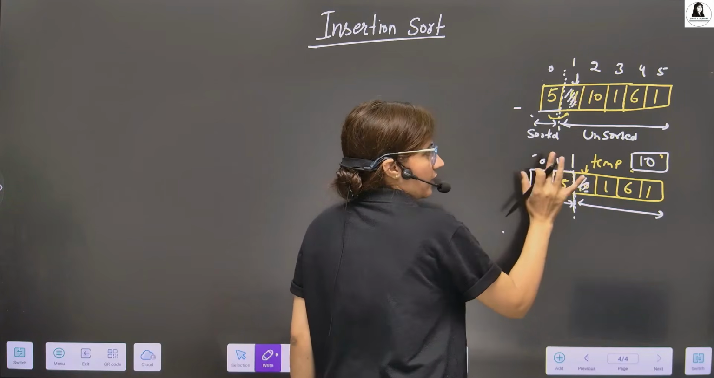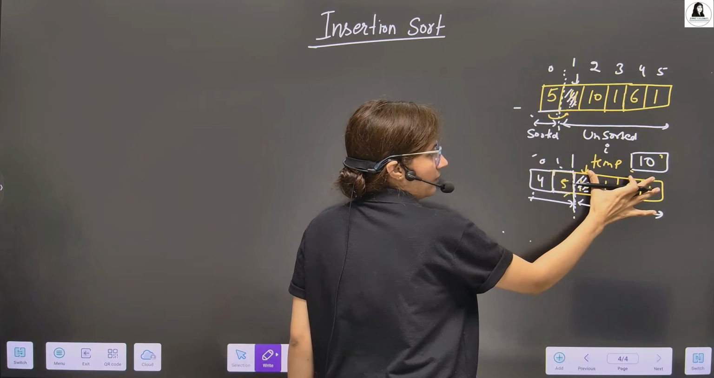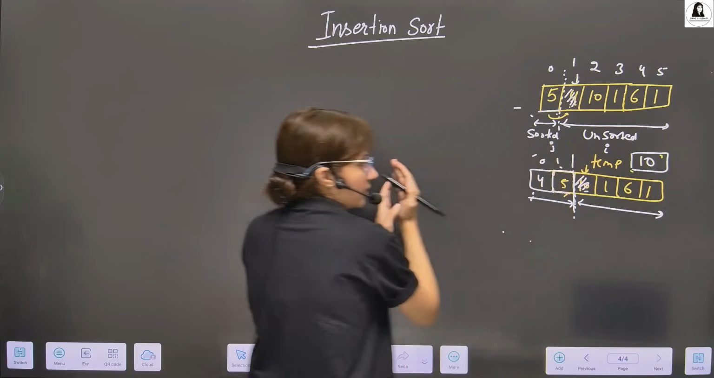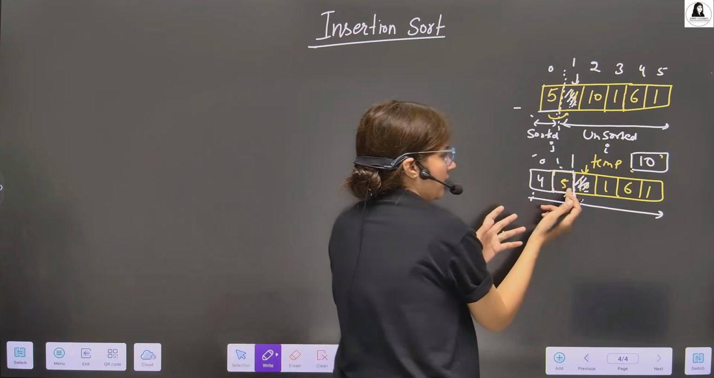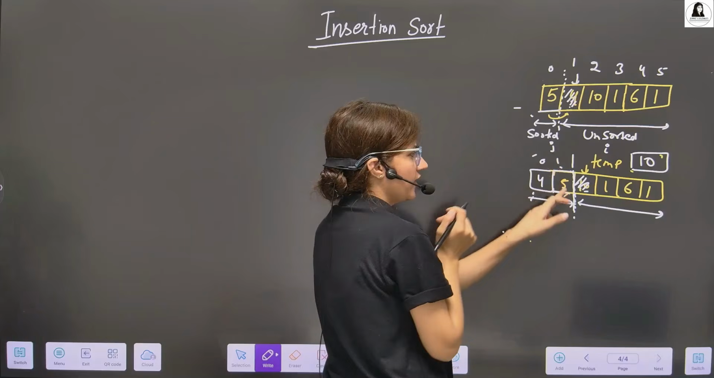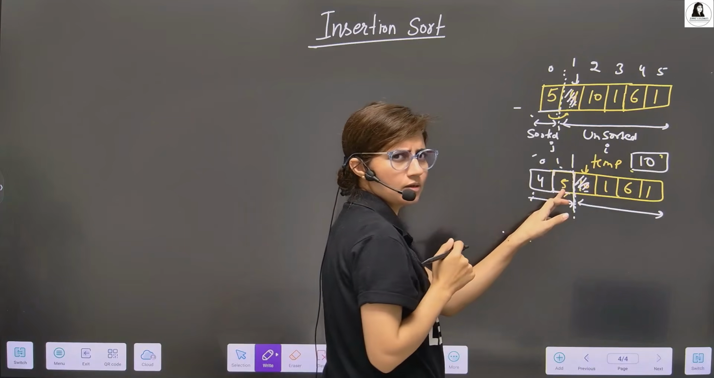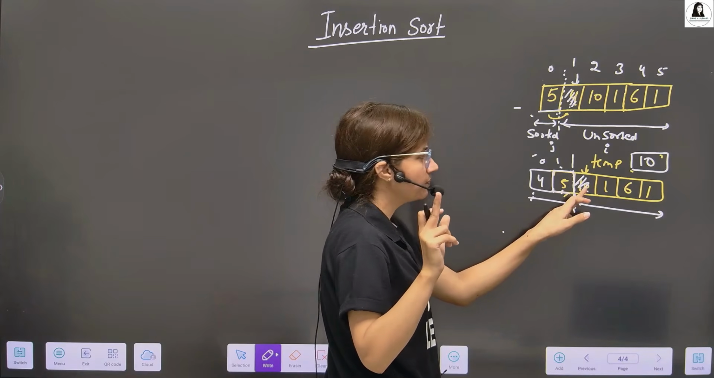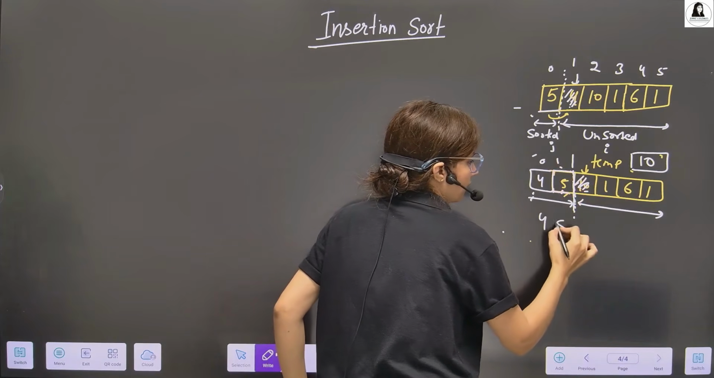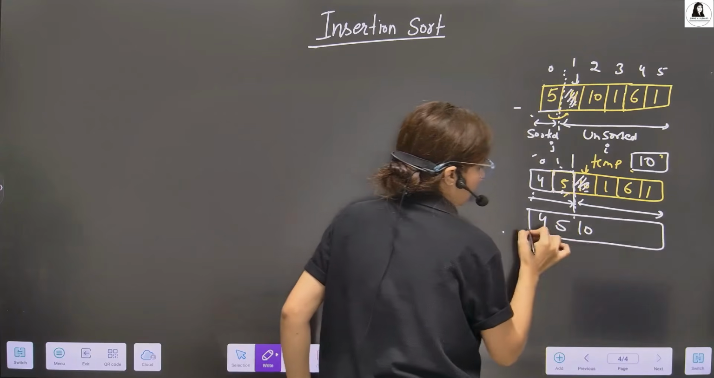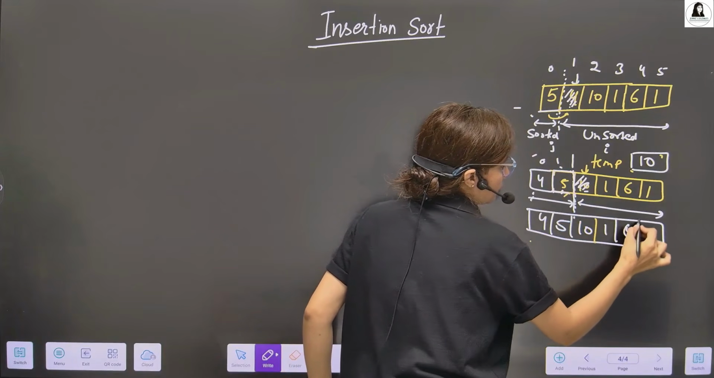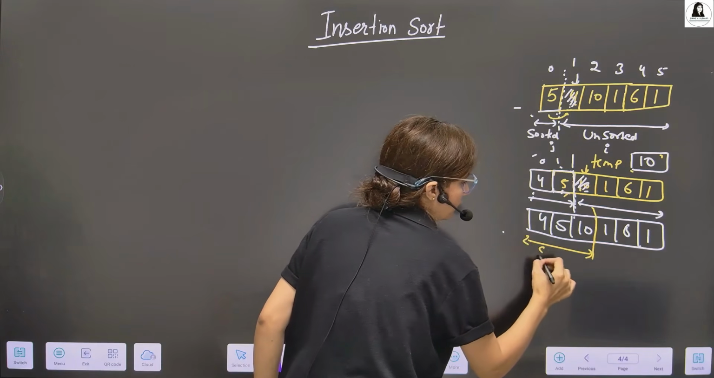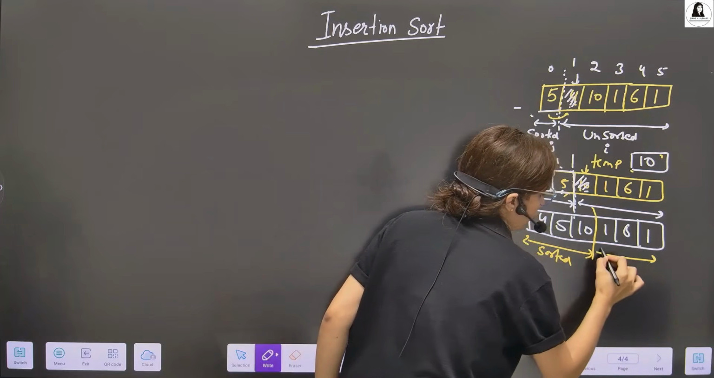Suppose this loop will be handled by the i variable, and this loop will be handled by the j variable. So i will move from here to here, j will move from here to here. j is right now this. So this 5 is less than this 10, so no shifting is required. So I can simply insert 10 here, that is at j plus 1, I'll insert 10 here. So 4, 5, 10, 6, and 1. Now, this is my sorted portion, and this is unsorted.